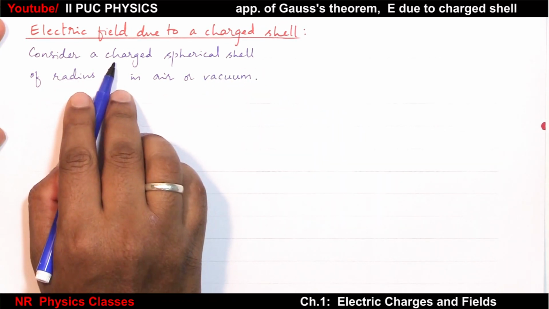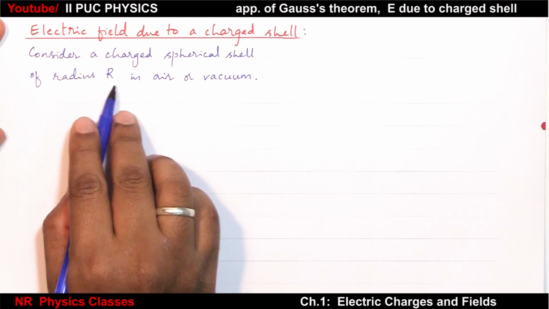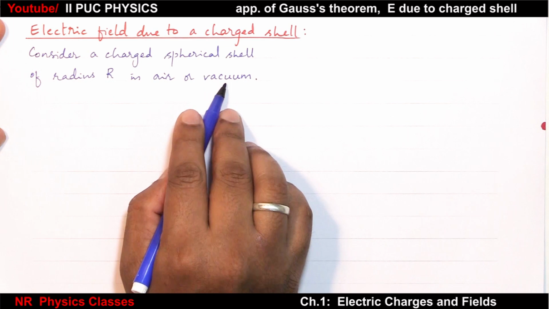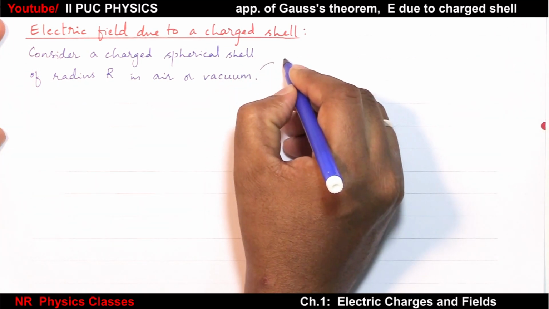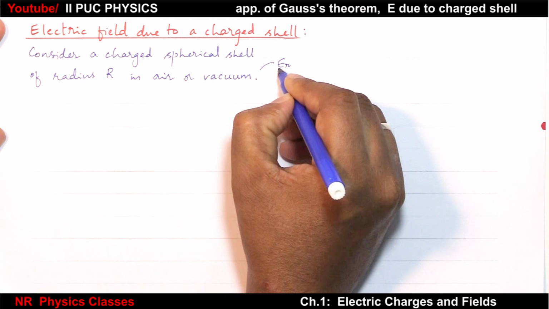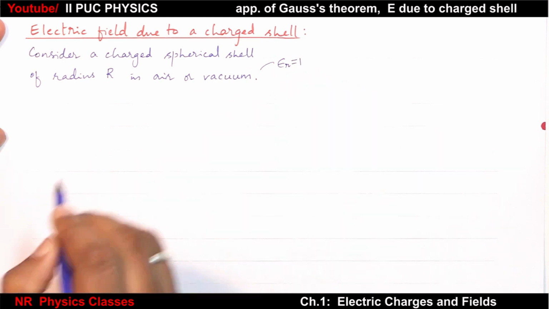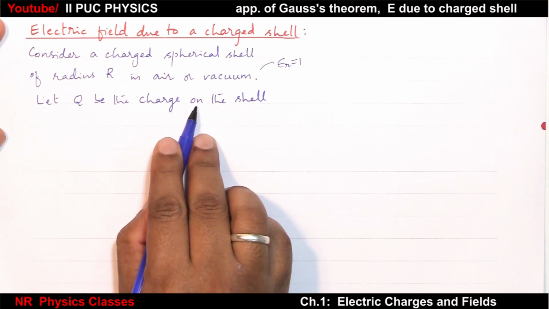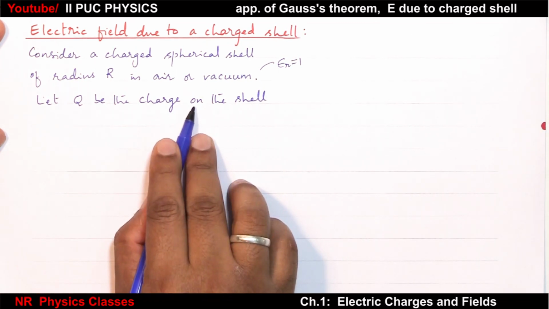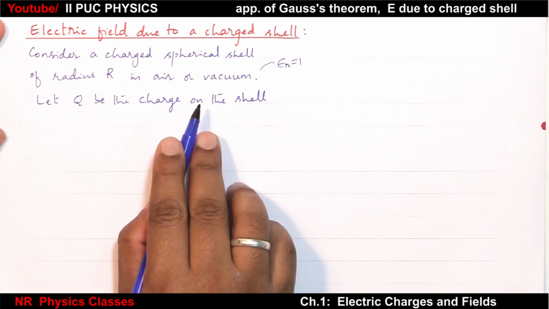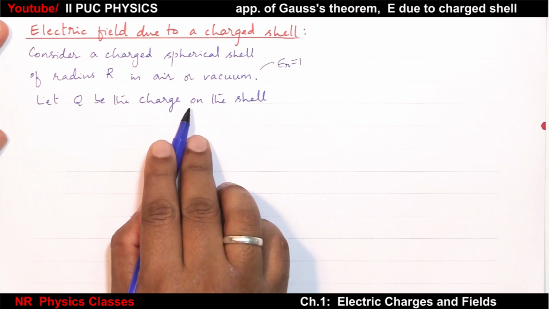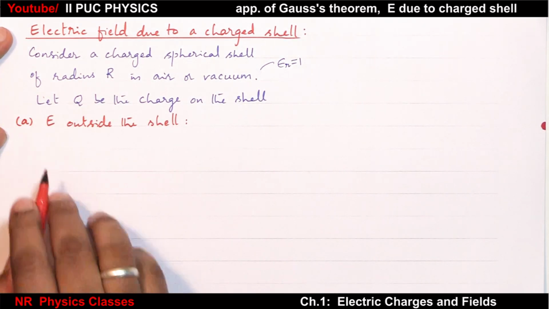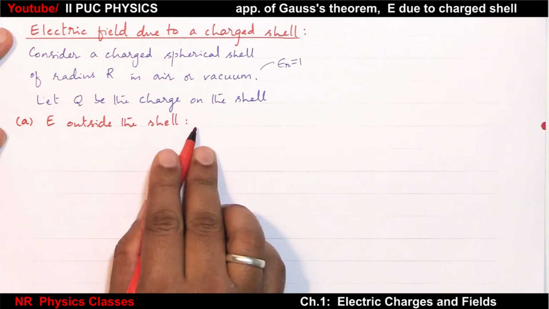Consider a charged spherical shell of radius r in air or vacuum. Why do we consider air or vacuum? Just to avoid the term epsilon r, because for air or vacuum epsilon r is 1. Let Q be the charge on the shell, because charge resides on the surface of conductors. First case, electric field outside the shell.